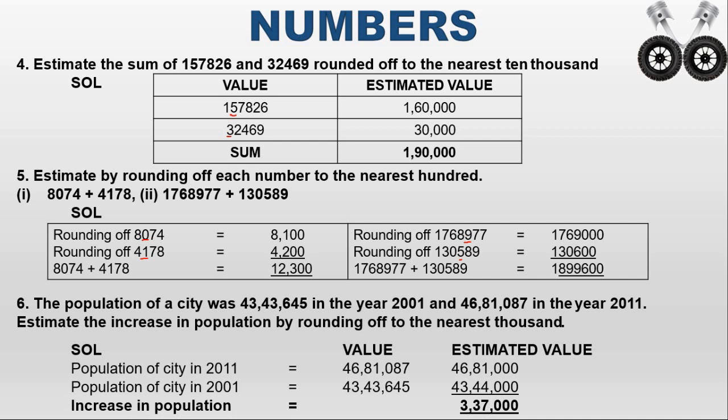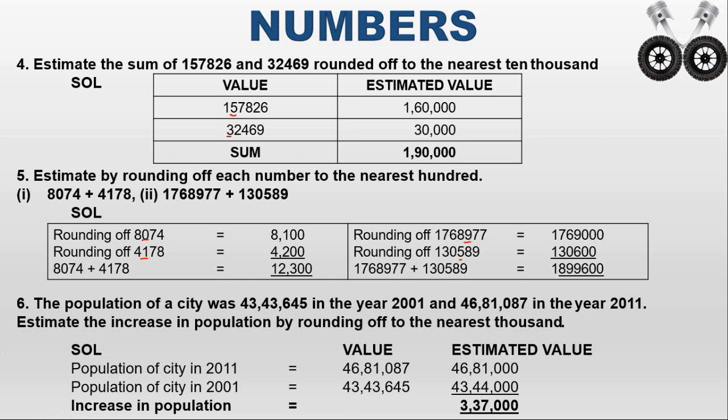In the year 2001, 43,43,645 people are in the city. In the year 2011, the population increased to 46,81,087. What they are asking is how much the population has increased. So we have to find it by rough estimation, that is, by rounding to the nearest thousand.